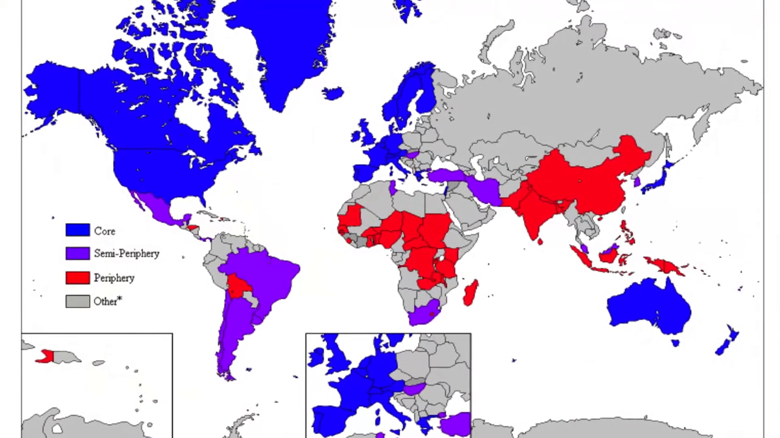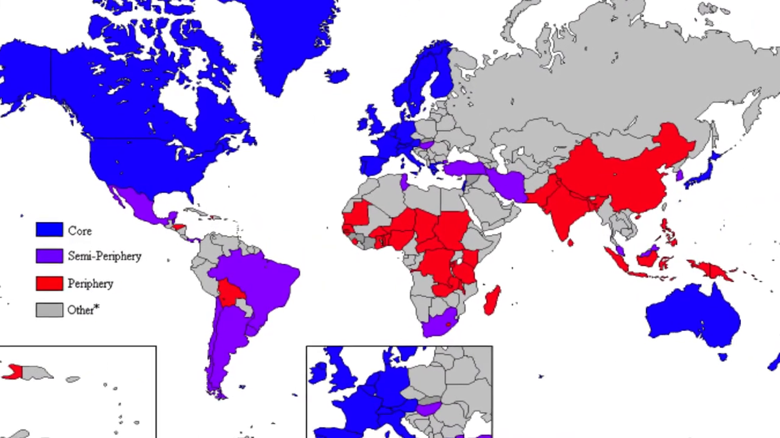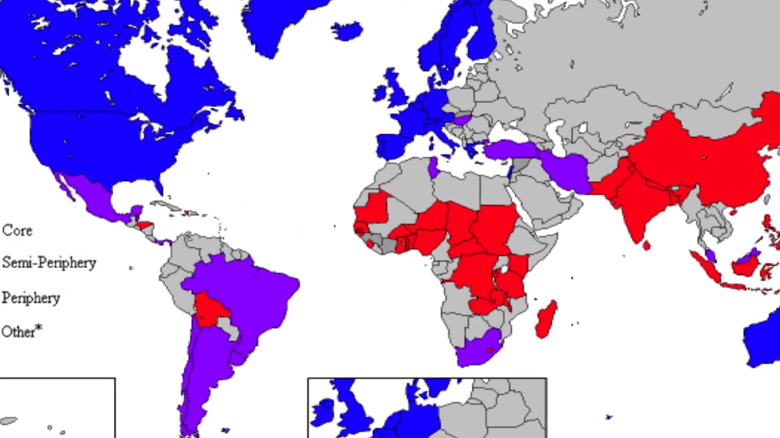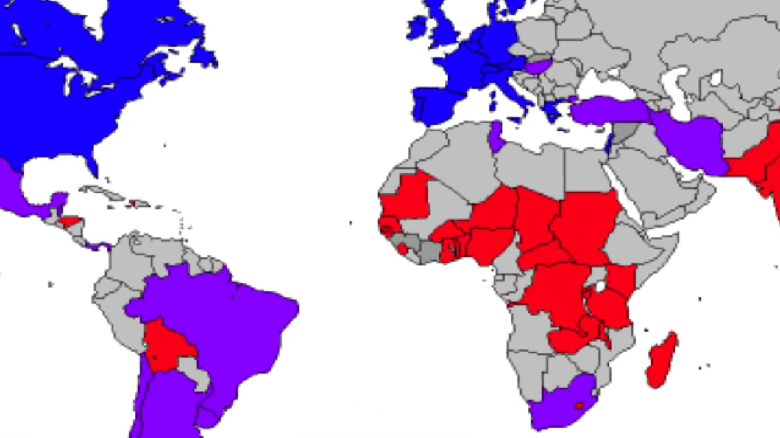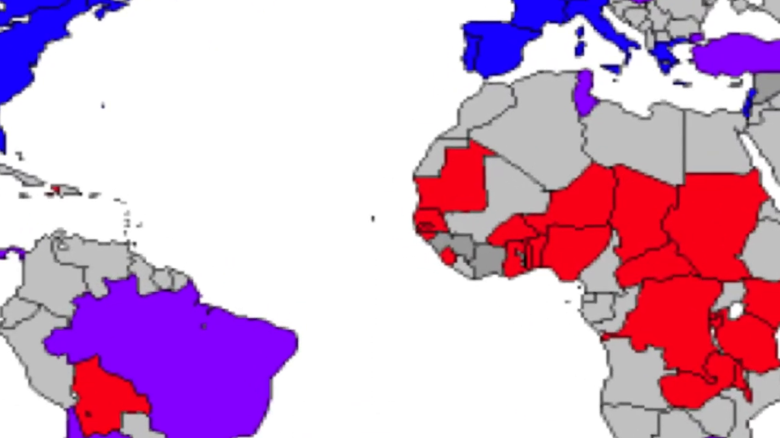And then another example, Cape Verde is a peripheral country where foreign investors allow for the extraction of raw materials and the production of cash crops for export to wealthier consumer markets in core countries. Let's break this theory down a little bit.